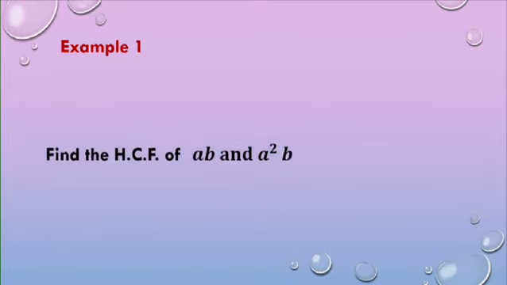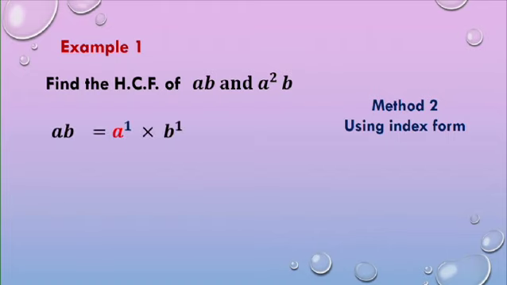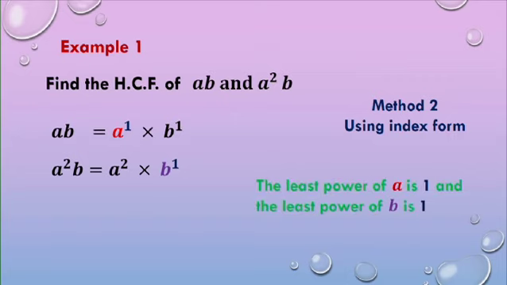We're going to find the HCF of the same terms, that is AB and A square B. Now we're going to use the second method, that is index form. So we write AB as A power 1 times B power 1, and A square B is A power 2 times B power 1. Remember that in this method, we take the common factors with the least power. Here the least power of A is 1 and the least power of B is also 1. So the HCF is A power 1 times B power 1, which is equal to AB.